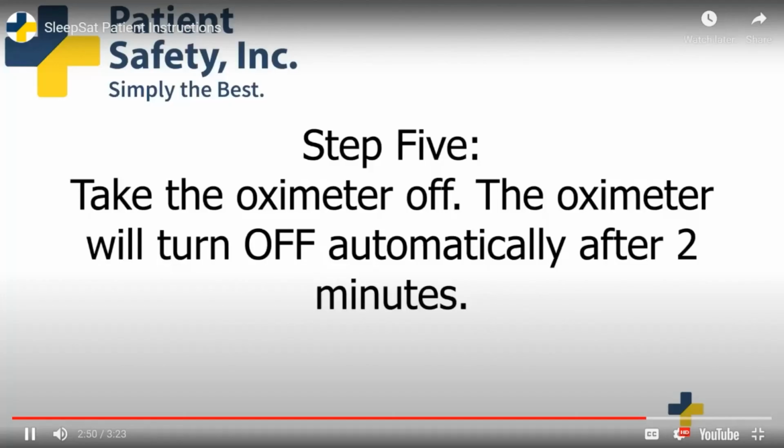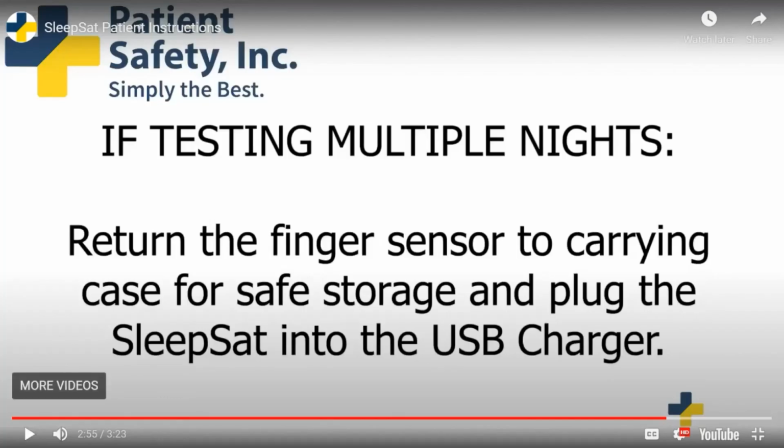Step 5. In the morning, take the oximeter off. The oximeter will turn off automatically after 2 minutes. When taking the oximeter off, have your patient take off both the probe and the watch at the same time. Let it turn off by itself.